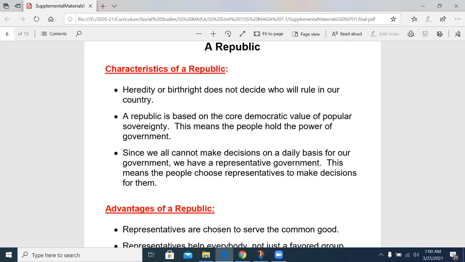In fact, Mr. Trump has talked openly about his family name and wanting it to be in roles of leadership. And there are a lot of other families that would love to do that. And then there are some that work behind the scenes and still have quite a bit of power towards our ruling. A republic is based on the core democratic value of popular sovereignty. This means the people hold the power of government.